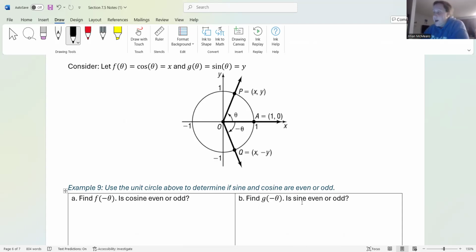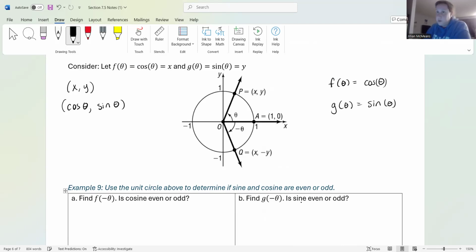So in this case, we're going to say f of theta equals cosine of theta, and we're going to say g of theta equals sine of theta. So we have these two functions, sine and cosine. Now we know when it comes to ordered pairs, if we're on the unit circle, any point on the unit circle is going to have some x, y ordered pair assigned to it. Well, we know that when we're dealing with the trig functions, as long as we're on the unit circle, x corresponds to cosine of theta and y corresponds to sine of theta. Okay, we know this. We've talked about it several times.